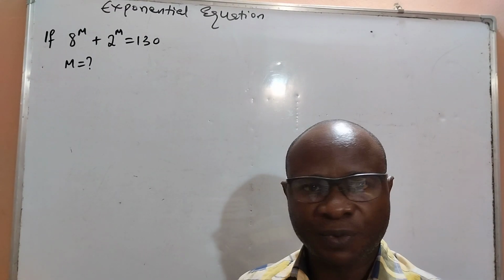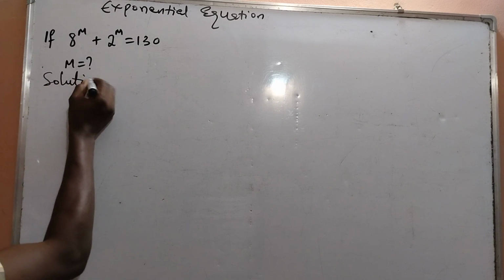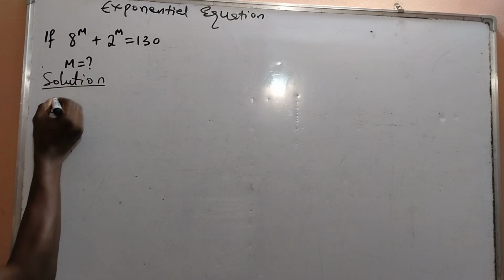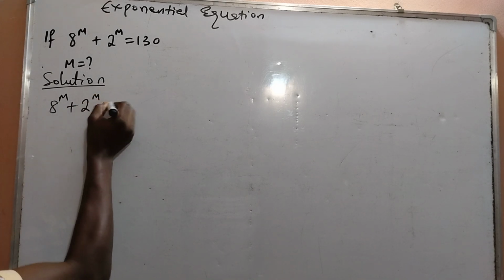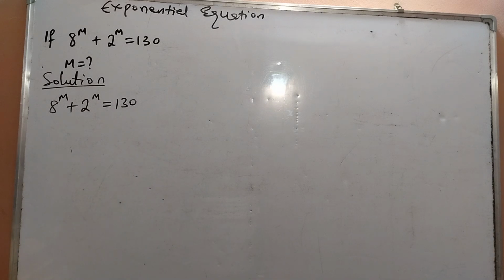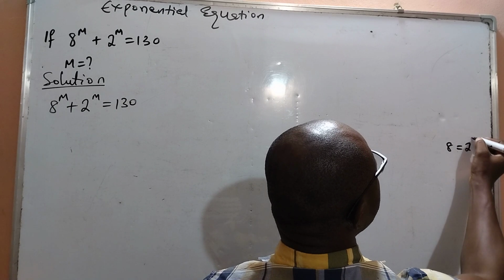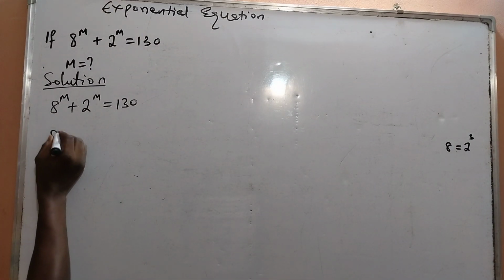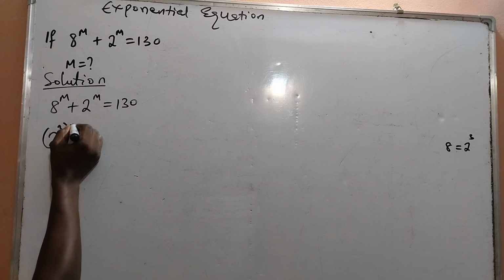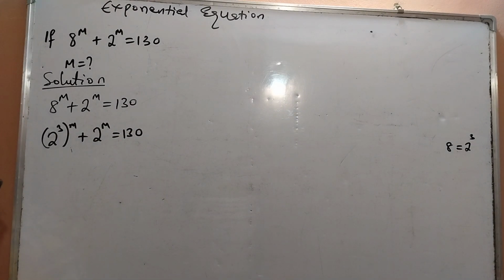Let us solve this problem. Solution to it. Given 8 raised to the power m plus 2 raised to the power m equal to 130. You know that 8 is the same as 2 raised to the power 3. So I will write this 8 as 2 raised to the power 3, then raised to the power m, plus 2 raised to the power m equal to 130.